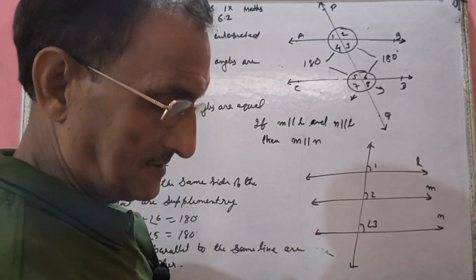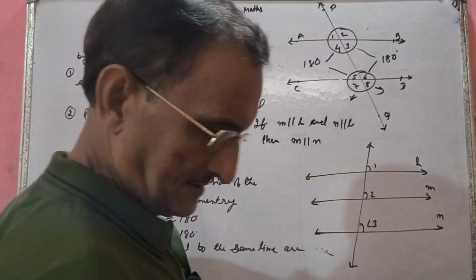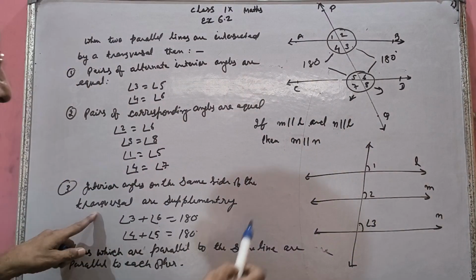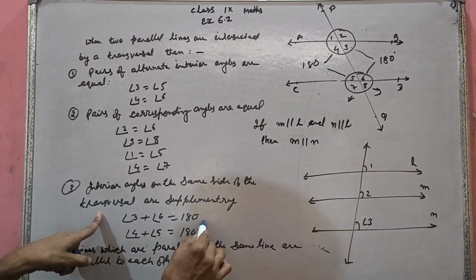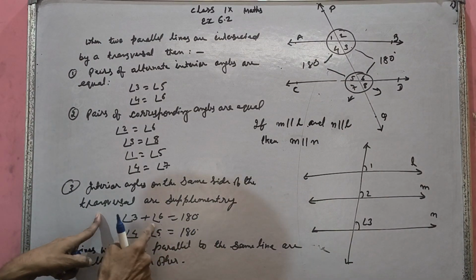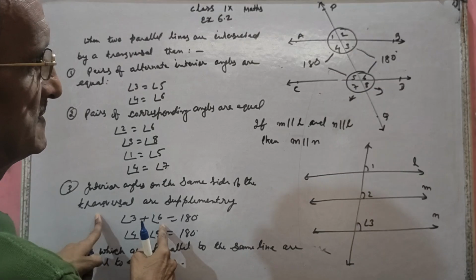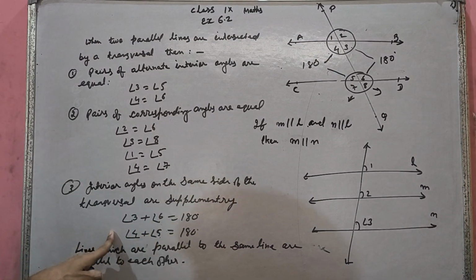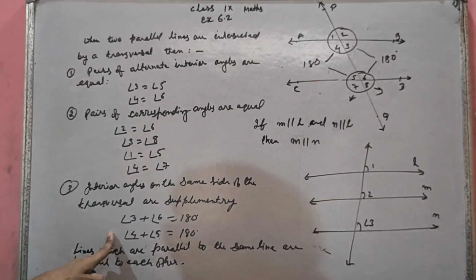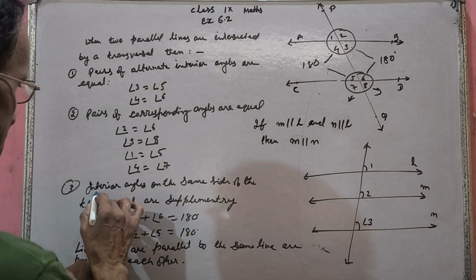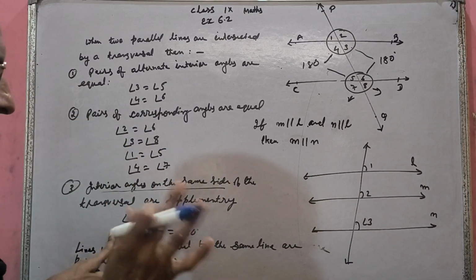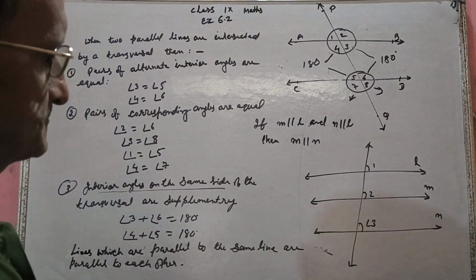This holds only if the lines are parallel. If the lines are not parallel, then it will not be. So angle 3 plus angle 6 equals 180 degrees, the pair of interior angles on the same side of the transversal. Angle 4 plus angle 5 equals 180 degrees. These are also called co-interior angles. In shortcut, what you can write? Co-interior angles, if the lines are parallel, then supplementary.